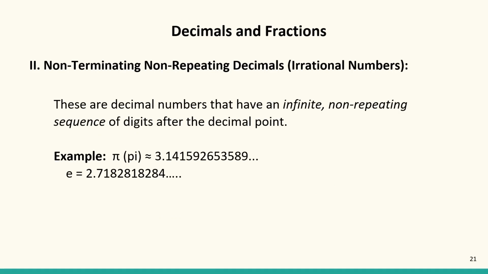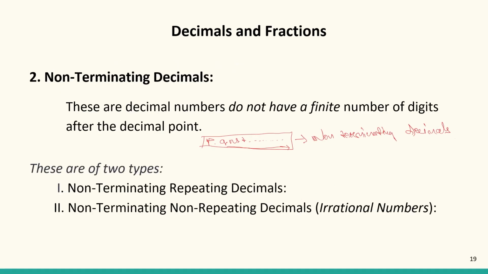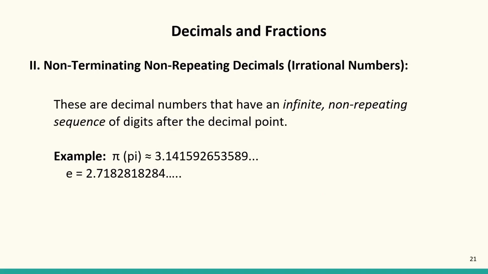So let's see the second type of non-terminating decimals. The second type is non-terminating non-repeating decimals, which are called irrational numbers. These are decimal numbers that have an infinite non-repeating sequence, so you can't find a pattern right here. For example you can't really find a pattern. Are you seeing 1 4 being repeated anywhere? No, right? Or 1 5, nothing, right?